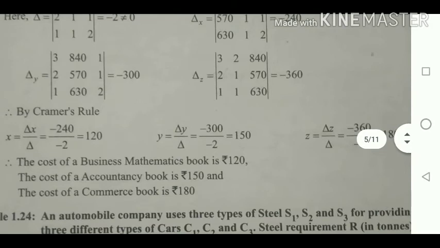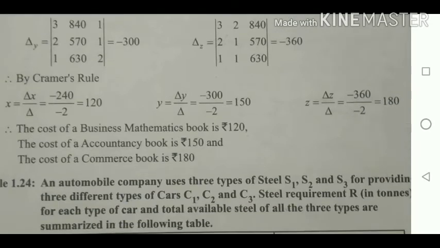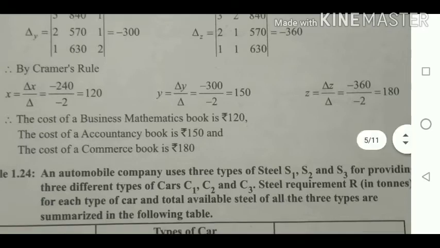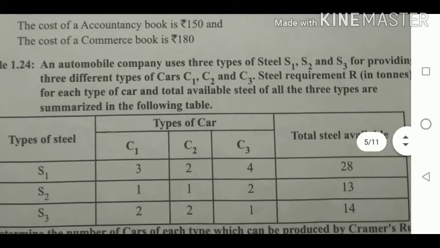Now apply Cramer's rule. x equal to delta x by delta, minus 240 by minus 2, we are getting 120, and y equal to delta y by delta, minus 300 by minus 2, equal to 150. Then z equal to delta z by delta, minus 360 by minus 2, you are getting 180. The cost of business mathematics book is 120, the cost of accountancy book is 150, and the cost of commerce book is 180.